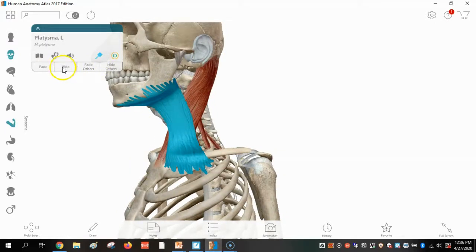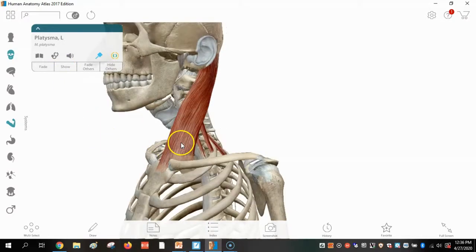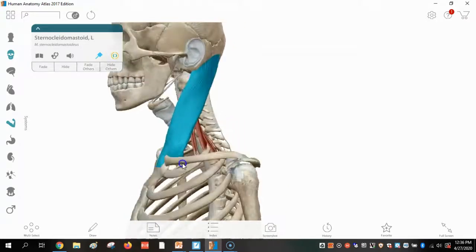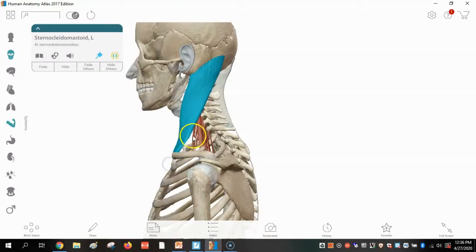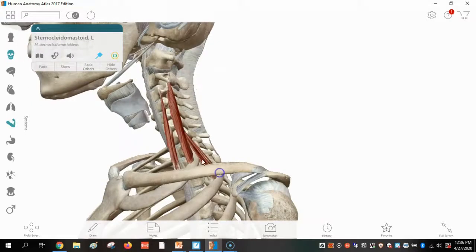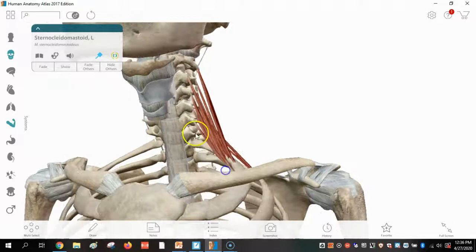But I'm going to go ahead and hide that since we're not concerned with that at this point. Here is the sternocleidomastoid, and I'm going to go ahead and hide that one as well because the scalenes are tucked in underneath there. So then, as you see, we have the anterior, middle, and posterior scalene tucked underneath there.